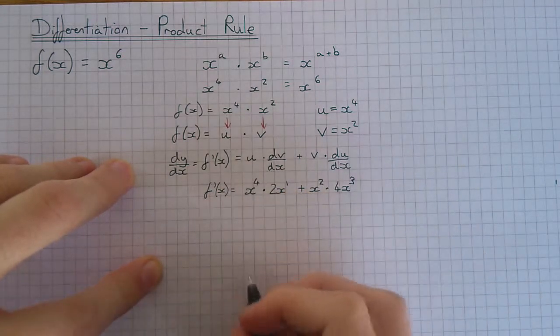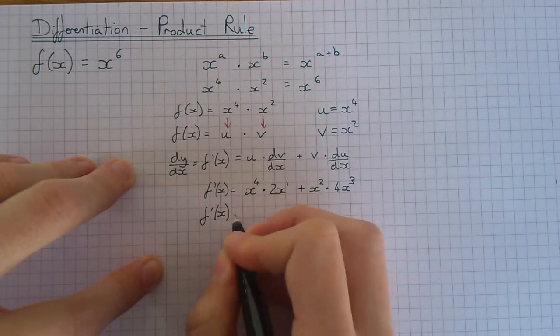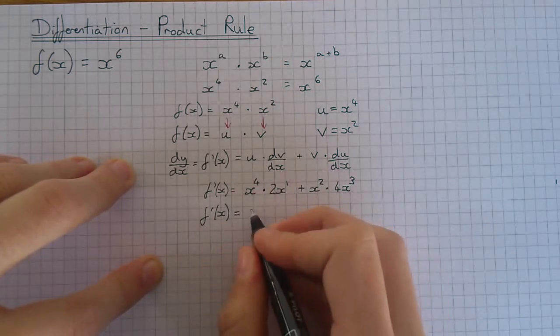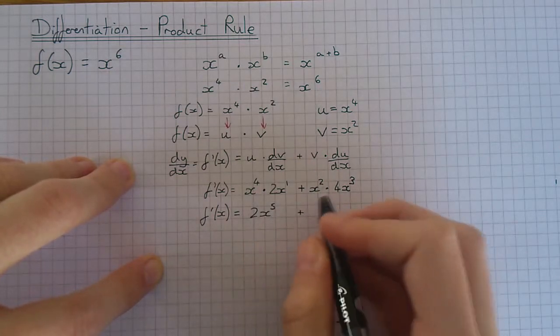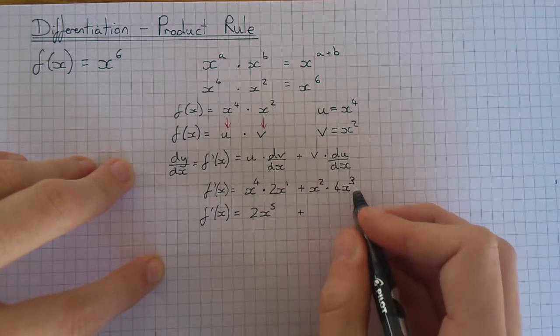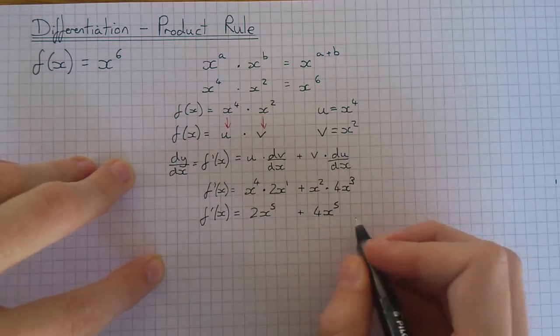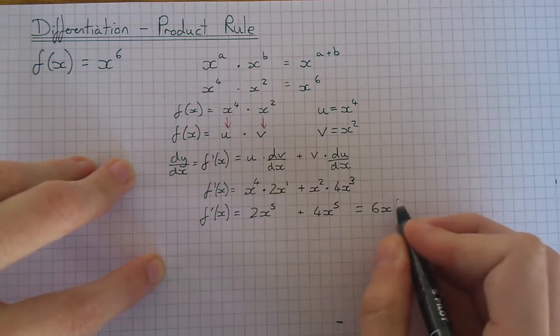Now let's simplify this equation. X to the 4 times 2x to the power 1 becomes 2x to the power 5, and x squared times 4x to the power 3 becomes 4x to the power 5. Simple addition gives us 6x to the 5.